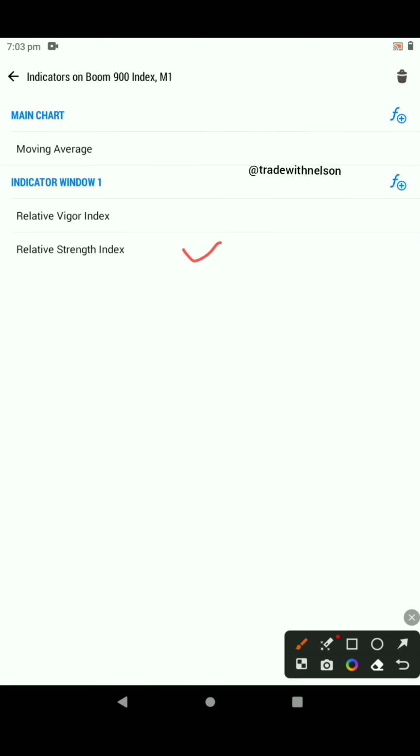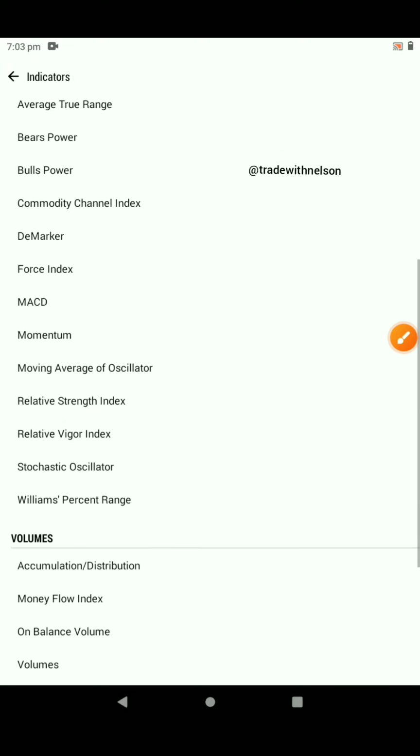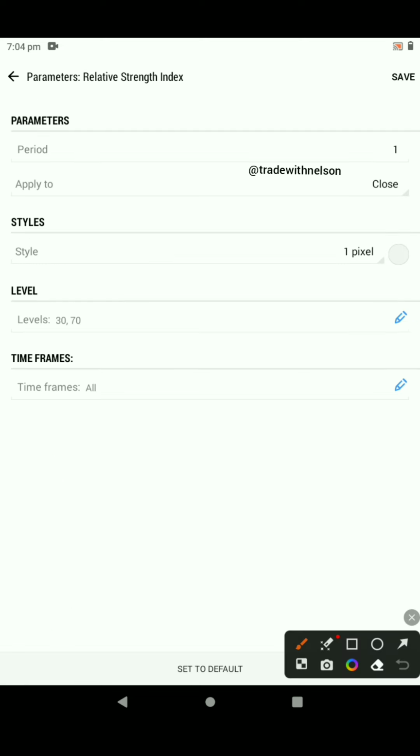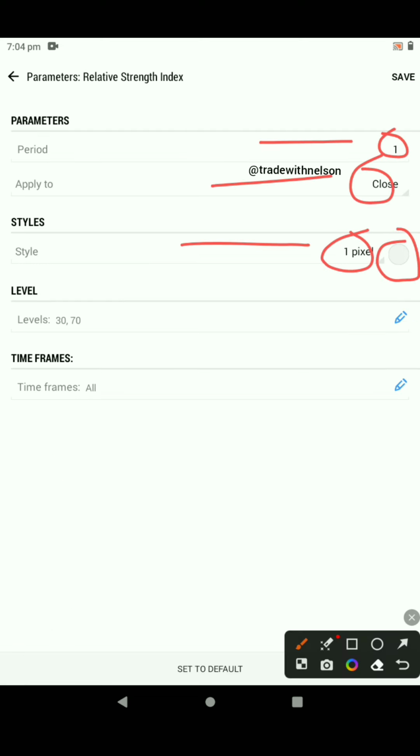To select the RSI, click on the F icon on Indicator Window 1. Scroll down. This is your RSI. Click on that. Make your period 1. Apply to close. Style 1 pixel. Select the color of your background. So if your background is black, select black. If it is white, select white. As you can see, I'm choosing white over here.